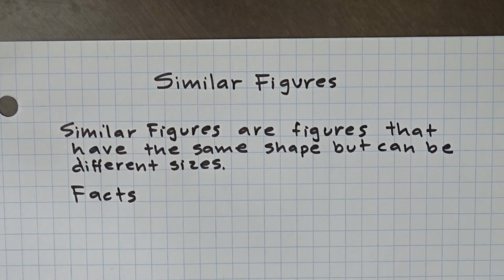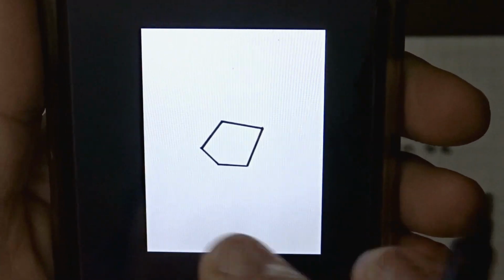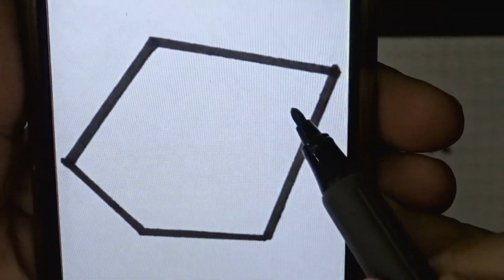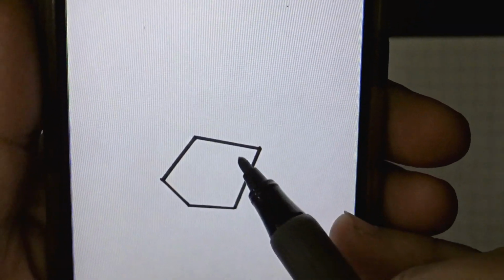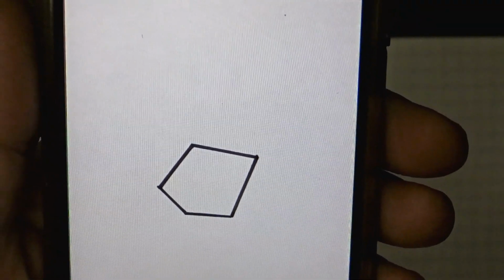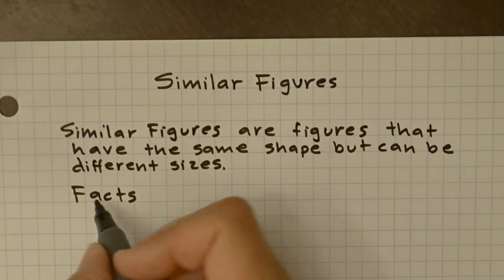They have congruent corresponding angles. So that means that in this image, the angle here is the same size as this angle here, same size as this angle here, and same size as the angle here. So in this figure, no matter how big it is, the angle opens the same amount in all of these similar figures. So we're going to write that down.